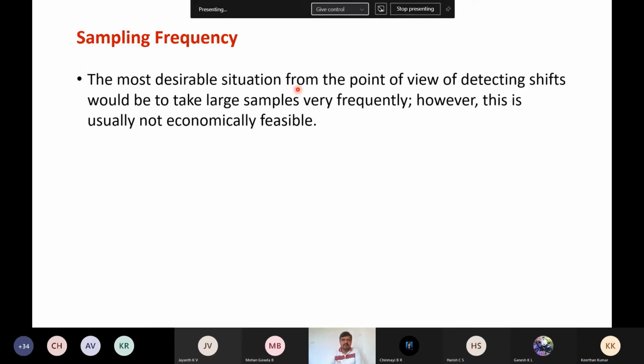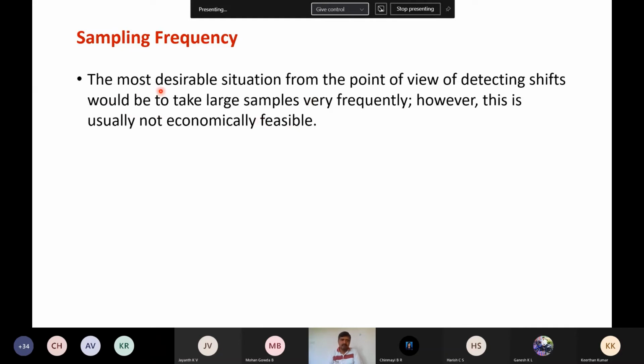The most desirable situation from the point of view of detecting shifts would be to take large samples very frequently. That means if the company is operating for 8 hours, taking samples every 30 minutes is better than taking samples every 1 hour. But again there are problems: resource and time consumption will be more. But if you take samples frequently, that is better from the point of view of ensuring quality and process control.